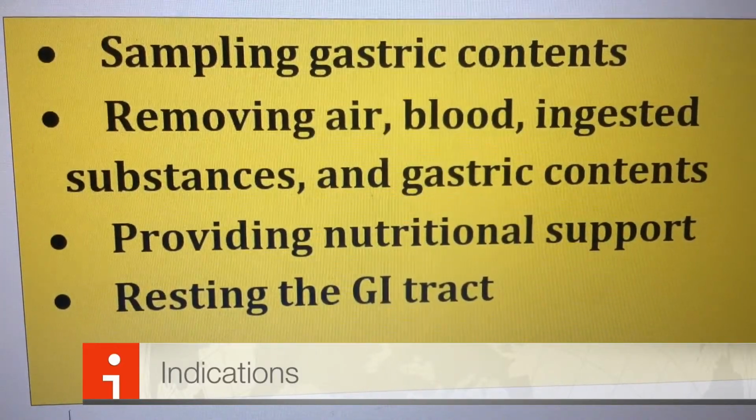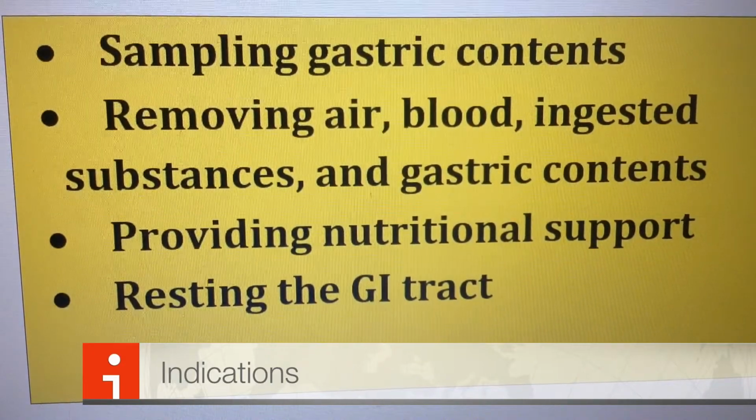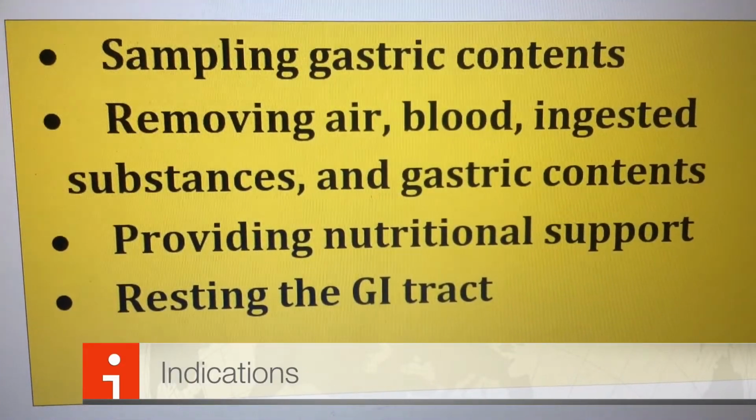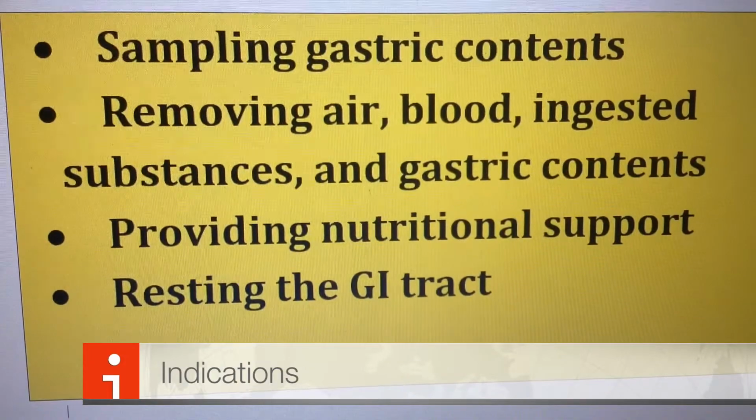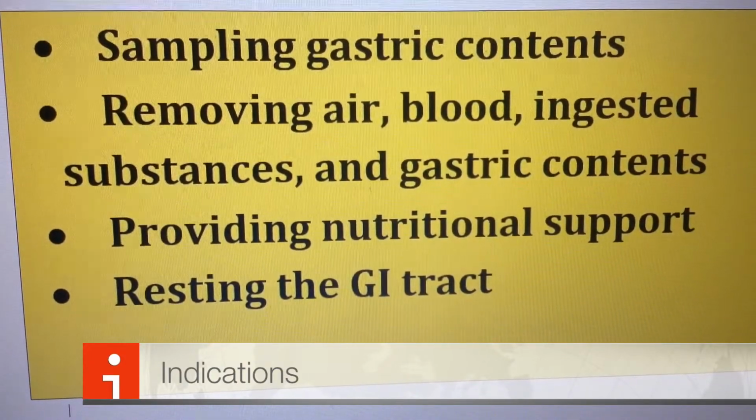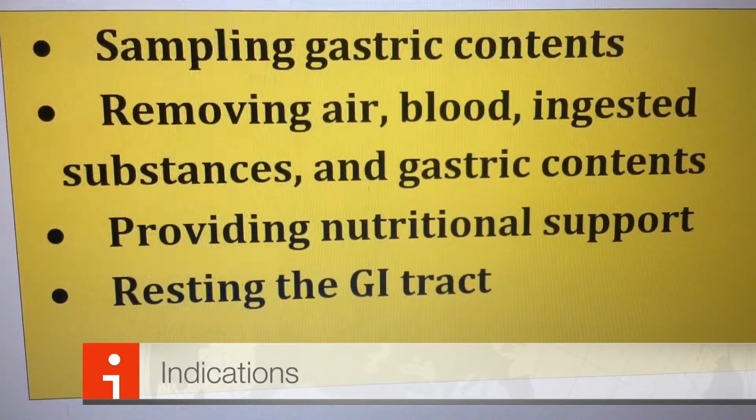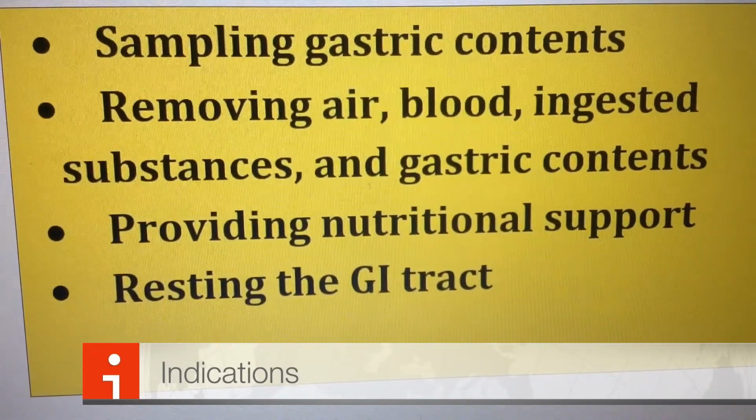Indications for nasogastric tube insertion include sampling gastric contents, removing air, blood, ingested substances, and gastric contents, and providing nutritional support for patients who cannot eat but have a functional GI tract.